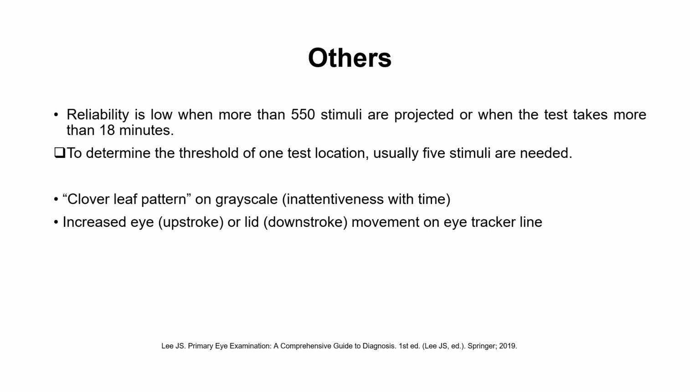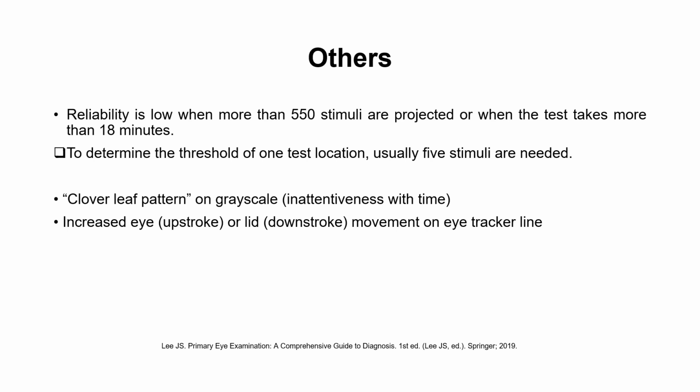Usually, to determine the threshold for one test location, 5 stimuli are needed. In patients with field defects, more stimuli are needed. So if you see that more than 550 stimuli are projected, or the test takes more than 18 minutes, it means that the reliability of the test is low.